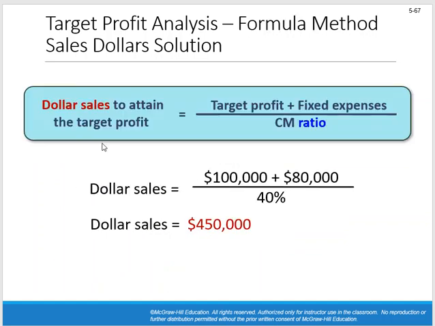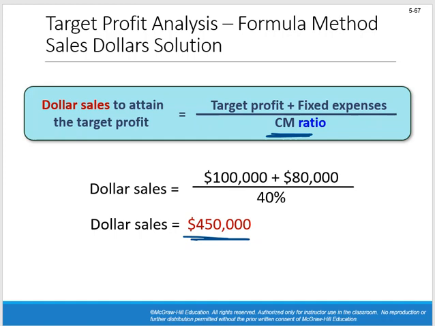The formula is target profit plus fixed divided by our CM ratio. So 180,000 on top divided by 40% gives us the same dollar sales, 450,000. But again, that's old news. If you knew how to compute your units required to achieve a target profit, you can just multiply those units times the selling price per unit.